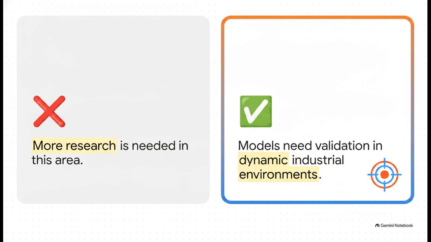Compare that to a strong, detailed statement. "Although deep learning models have improved accuracy, most are evaluated under controlled laboratory conditions. Further research is required to validate these systems in dynamic industrial environments." Boom! It details exactly what the literature has achieved and exactly what it is missing.